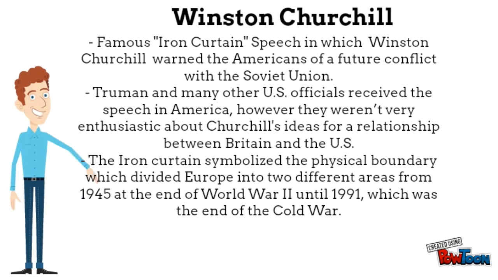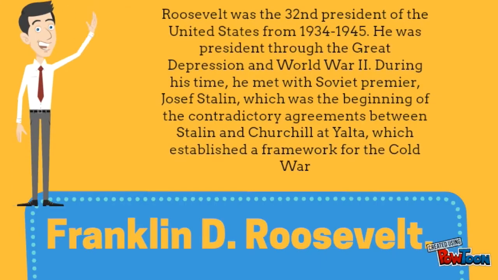Next was Winston Churchill. He gave his famous Iron Curtain speech in which he warned the Americans of a future conflict with the Soviet Union. Truman and many other U.S. officials received the speech in America. However, they weren't very enthusiastic about his ideas for a relationship between Britain and the U.S. The Iron Curtain symbolized a physical boundary which divided Europe into two different areas from 1945 until the end of the Cold War in 1991.